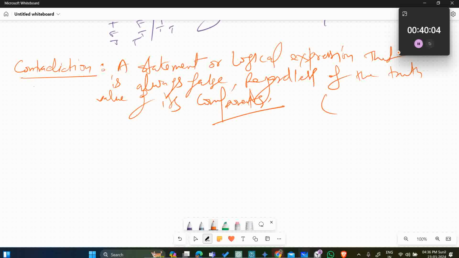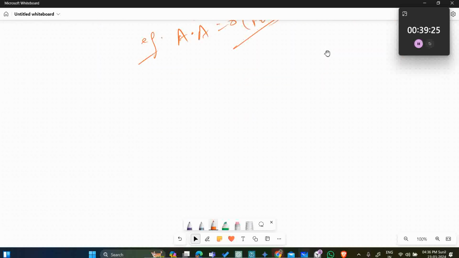Contradiction is denoted by this symbol, and tautology is denoted by T. The reverse of T is this, which is contradiction. For example, A and A bar is always 0, which means always false. It is a contradiction. What is contingency? Let's discuss this also.